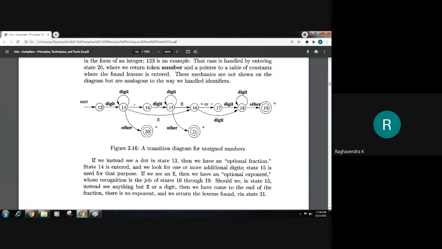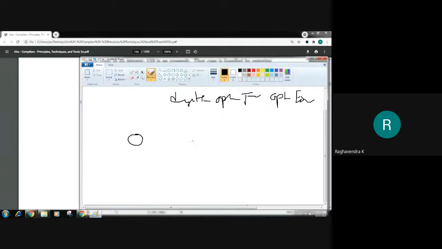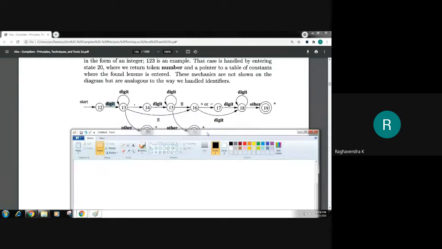So at 12, if I read a digit, let us consider an input and trace the transition diagram. Suppose the number is 2354. We start at state number 12, right? I have read a digit, so I will move to state number 13. After that I have read a digit, so I will stay in state number 13. After that I have read a digit, so I will stay in state 13 again. Then I have read 4, so I will stay in state 13.